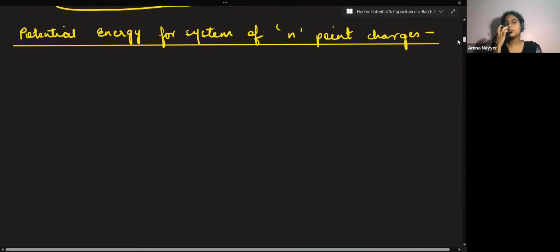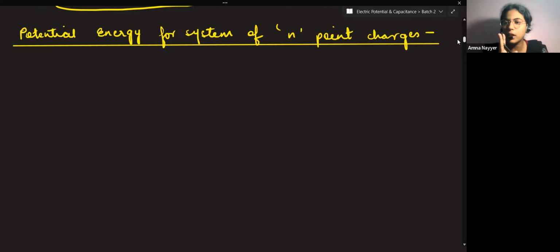Okay, so this was what? Potential energy between two charges. If the system consists of two charges, then that was the potential energy that we got, K Q1 Q2 divided by R.